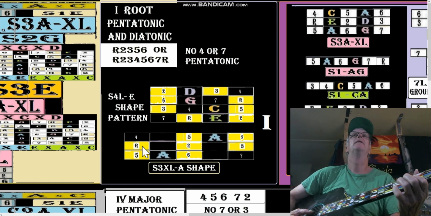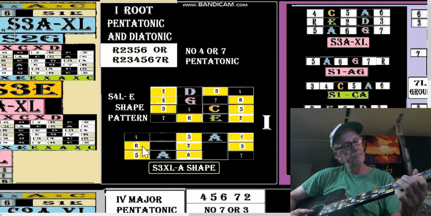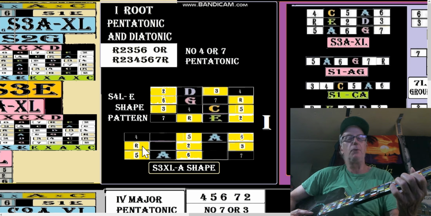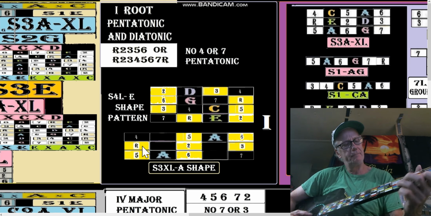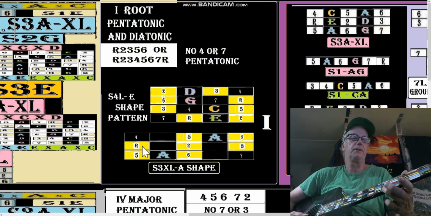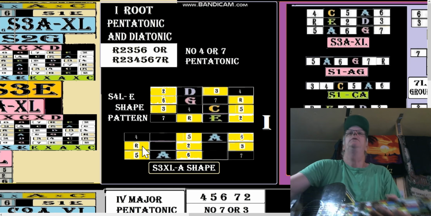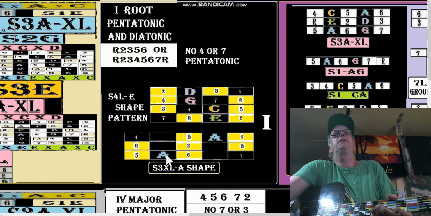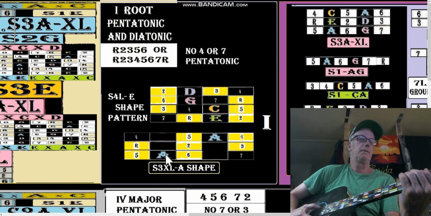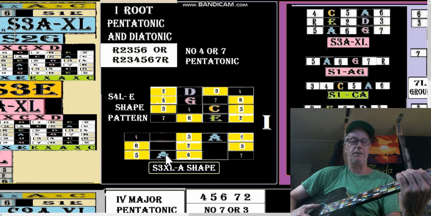Wow, I didn't warp it up. That's what happens when you don't warp a pattern up. So right there, it warps it up into the next string shaped pattern. So we look at this S3XL. Let's give this the label. We're going to give it the A shape because it's starting an A shape right there, right?